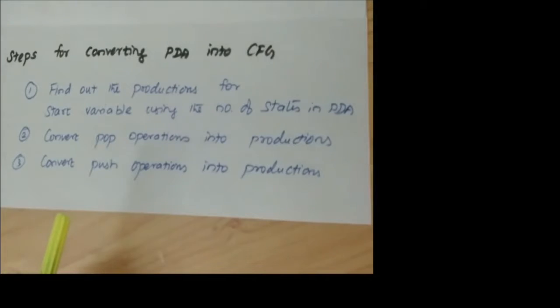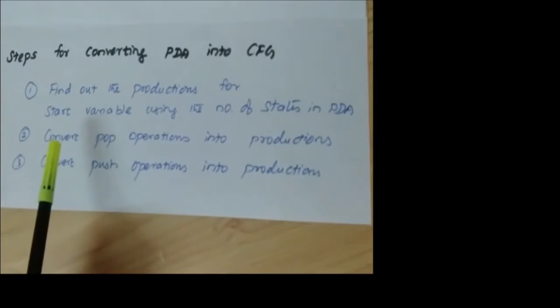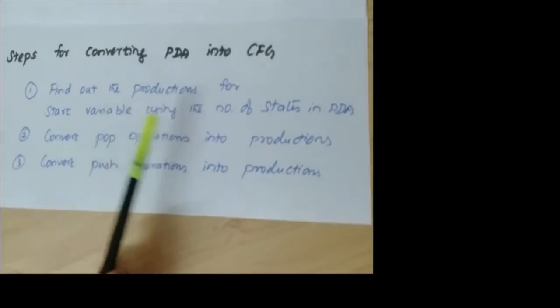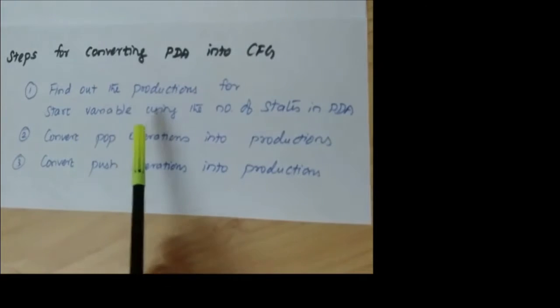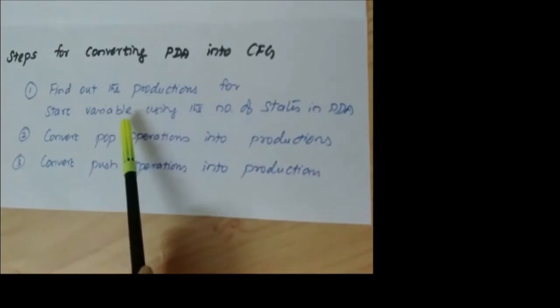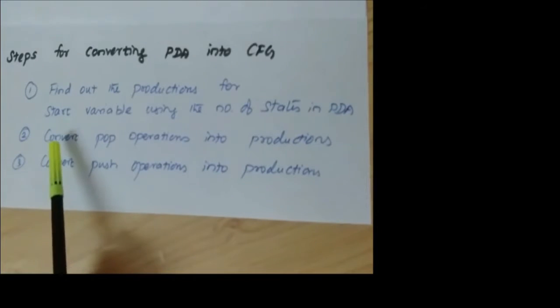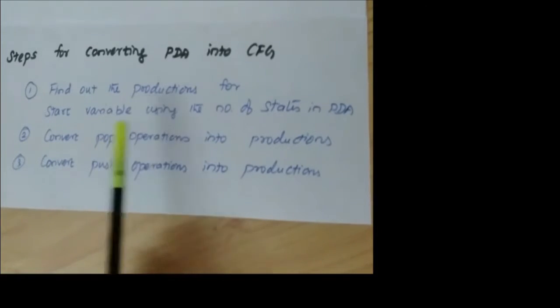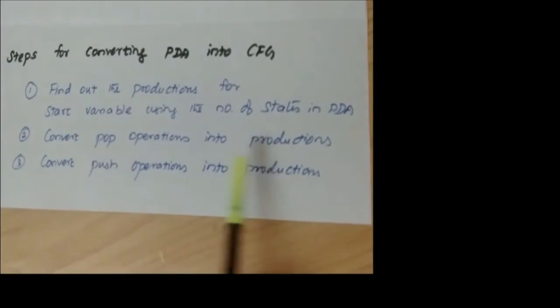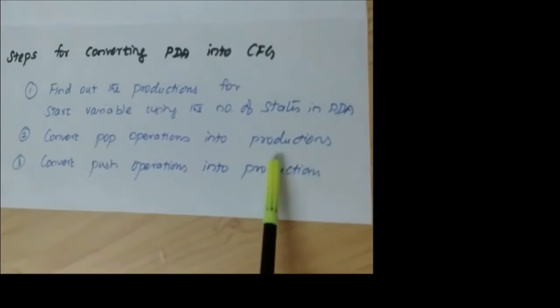To convert PDA into grammar, we can follow these steps. The first step we have to do is find out the productions for the start variable in the grammar using the number of states in the given PDA. So the production for the start variable depends upon the number of states in the PDA. The second step, we will convert the pop operation in the given PDA into equivalent productions in grammar. Then we can convert the push operations in the given PDA into equivalent productions in the grammar. These steps we can do in any order.